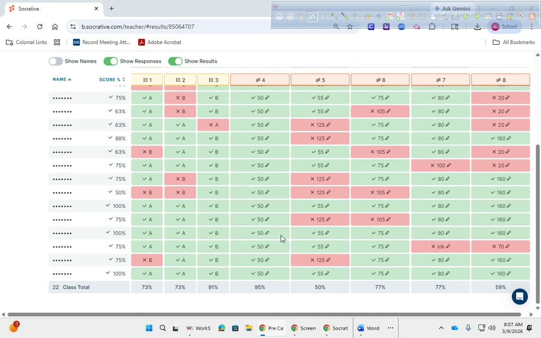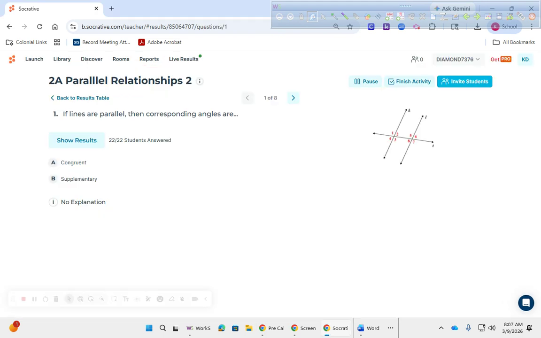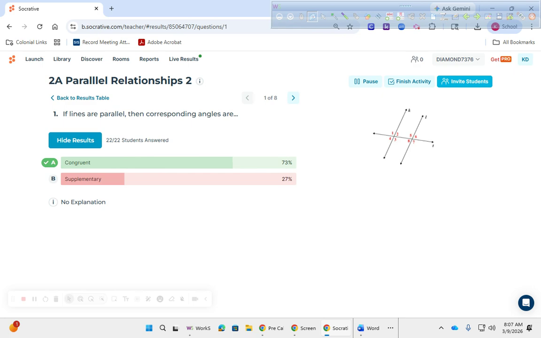Looking at this first one, it says if lines are parallel, then corresponding angles are. This was as simple as picking up your toolkit and looking at your notes. So congruent. It is only supplementary if it is same side interior or same side exterior. Maybe because you heard me say same side supplementary, you thought corresponding angles are on the same side, but the name doesn't say it. So this only works if the name says it.